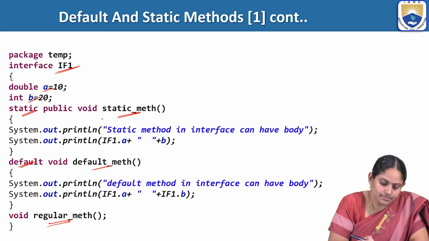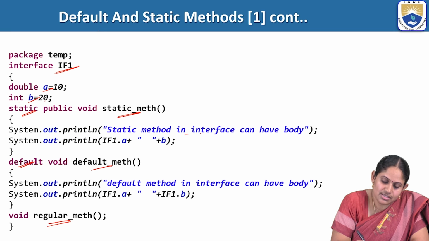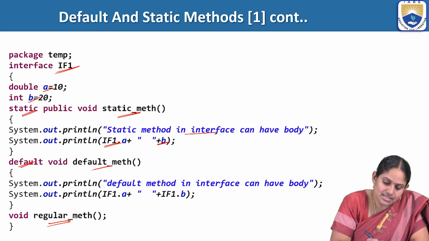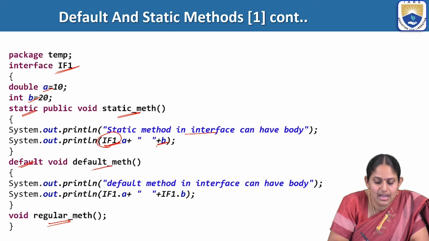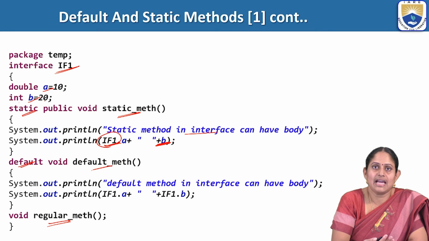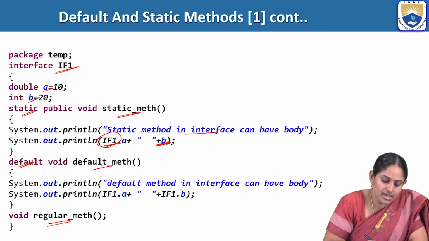Now inside the static method, the implementation is displaying a statement, and it is trying to access the variables a and b. Since this method is static, it may or may not use the interface name. So these two variables can be accessed with the interface name and without it, because there is no issue in a static member accessing another static member.